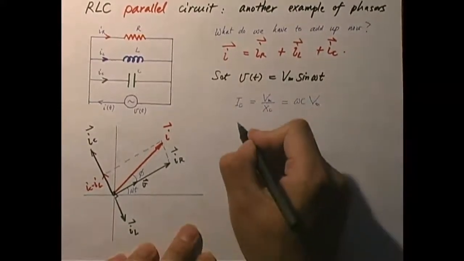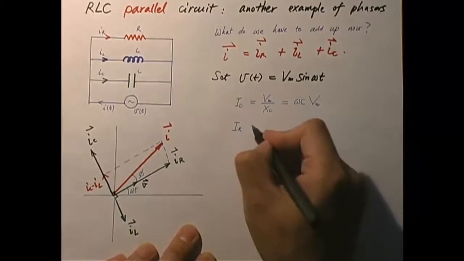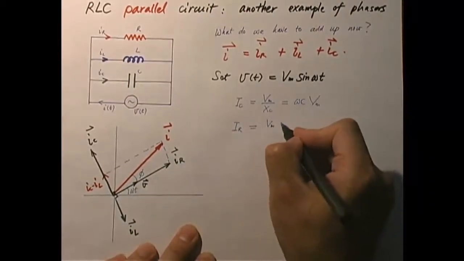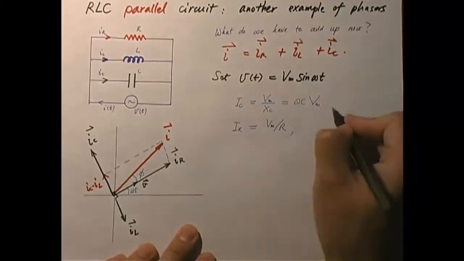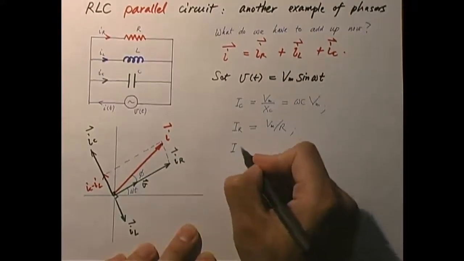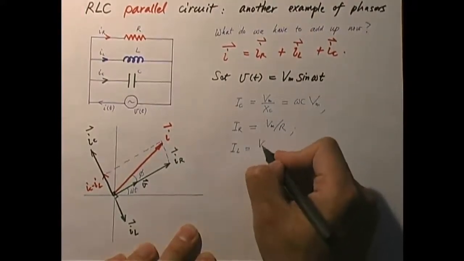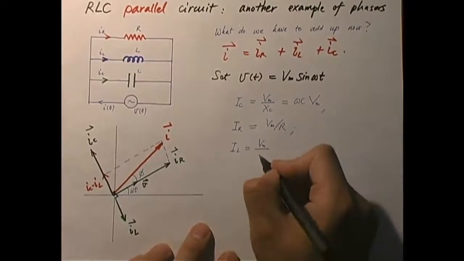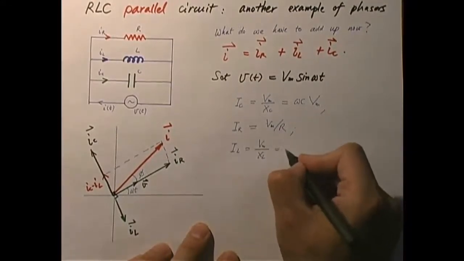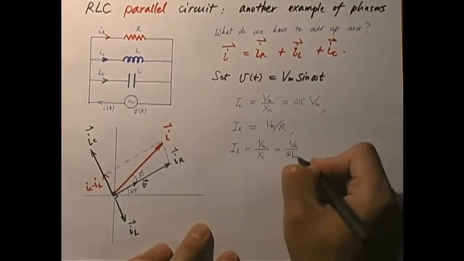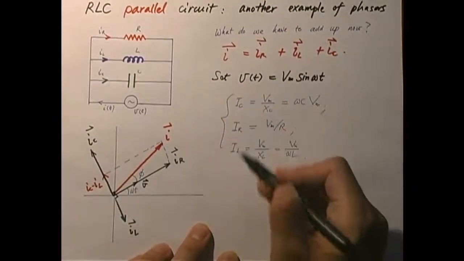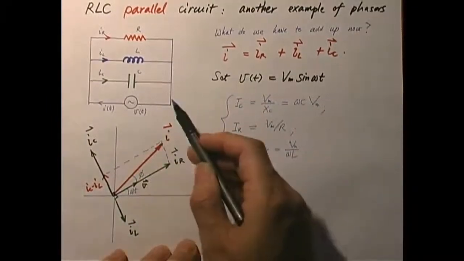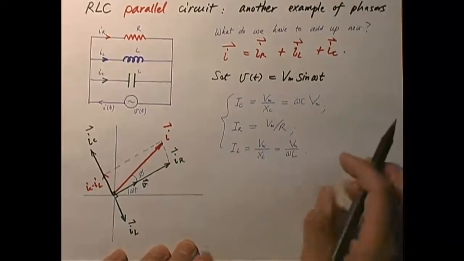Meanwhile, I already know how to do that. That's Vm over R. And then IL equals V maximum divided by XL, which is omega L. So this is V maximum over omega L. Again, you'll notice that all three elements have the same V. They're all powered by the same exact EMF. So V maximum, V maximum, V maximum.